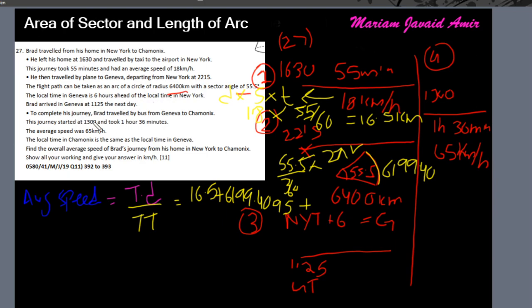Plus, then we're told that to complete his journey, he travels from Geneva, the journey starts at and the average speed is 65 kilometers per hour. So again, we need distance here. Distance is speed times time. So distance is 65 times 1 hour and 36 minutes, so times 1 plus 36 over 60. That's 1.6 hours times 65, which gives 104.